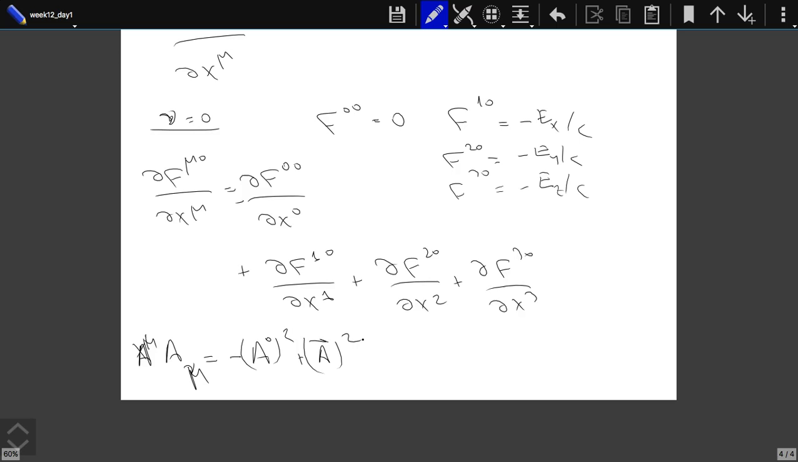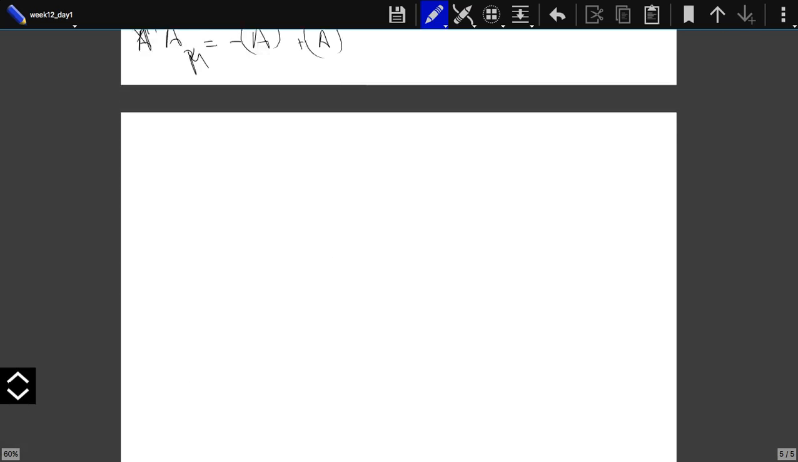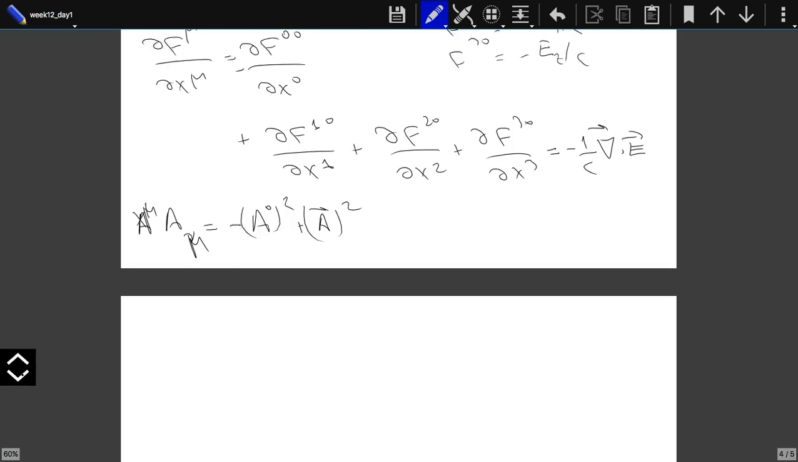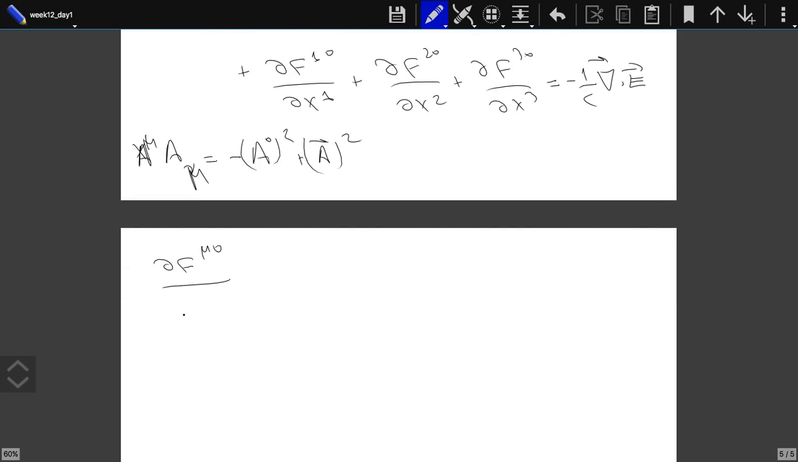But you see, look at over here. F10 is Ex, x1 is x. We are taking the derivative of Ex with respect to x, taking the derivative of Ey with respect to y. We are taking the derivative of Ez with respect to z. This is nothing but minus 1 over c divergence of E. So del F mu 0 over del x mu is minus rho over c, 1 over epsilon 0.